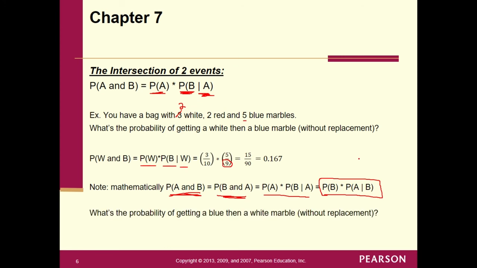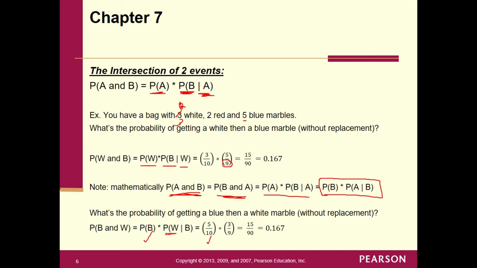All right, so let's show it. What's the probability of getting blue then white without replacement? Well, what's the probability of blue with the first marble? Remember, we're back to here. We're back to 3 white. So we have 5 out of 10. So that's what I have here. 5 out of 10, probability of blue.